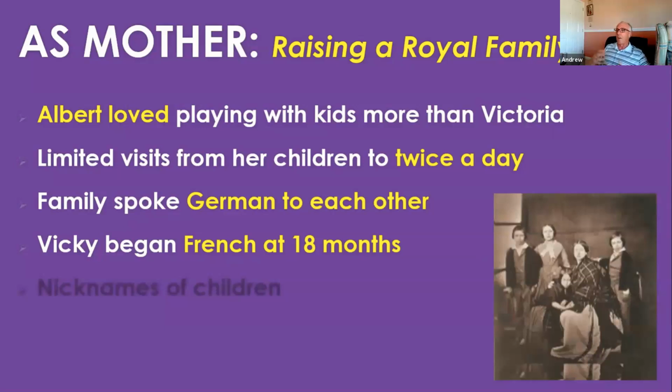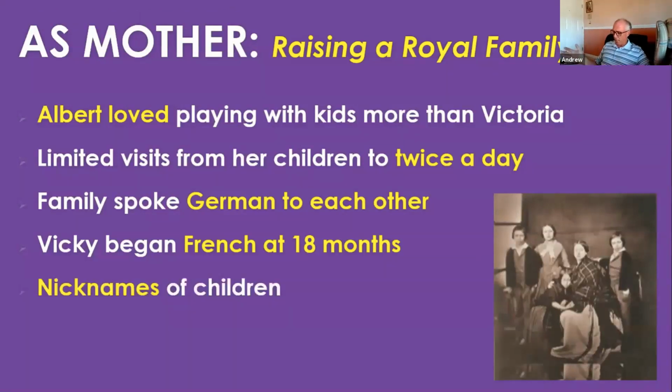But nevertheless, the first child is Vicky. She's a little bit of a wunderkind. She's extremely bright, extremely precocious. Apparently she began French at 18 months. Not sure that's true, but she loved to perform for her mother. Bertie, number 2, not so bright, had lots of difficulties in the schoolroom, and so he has a harder time trying to impress his mother.